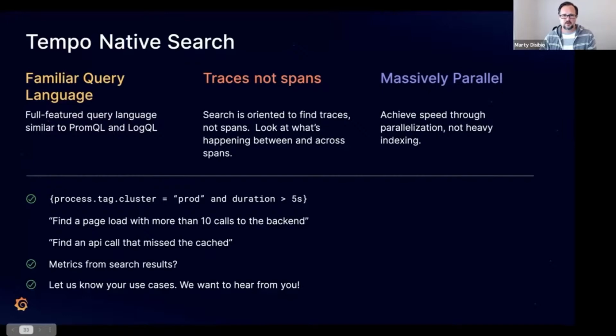Here are some examples of what a query could look like and the kinds of questions we want to be able to answer. This query finds traces with a cluster tag of prod and a duration longer than 5 seconds. Other queries we'd like to ask are, find a page load with more than 10 calls to the backend, or find an API call that missed the cache. We should be able to derive metrics from the search results similar to Loki and other log platforms. All right, that's Tempo native search. Let us know what queries you run today or would like to run. We want to hear from you.